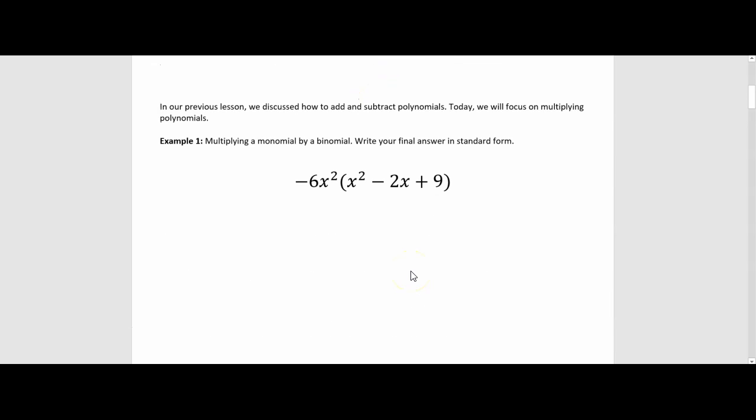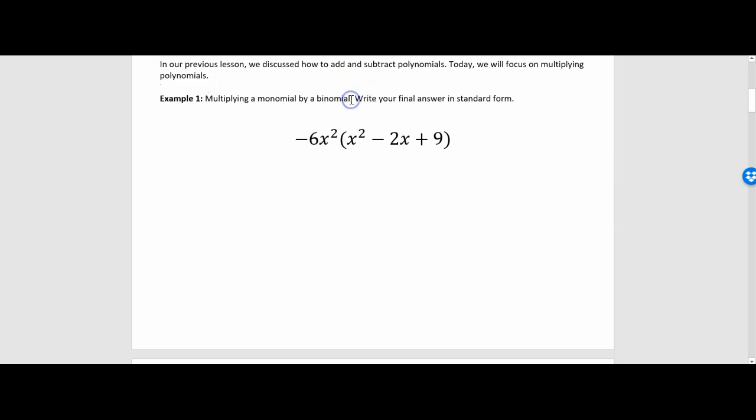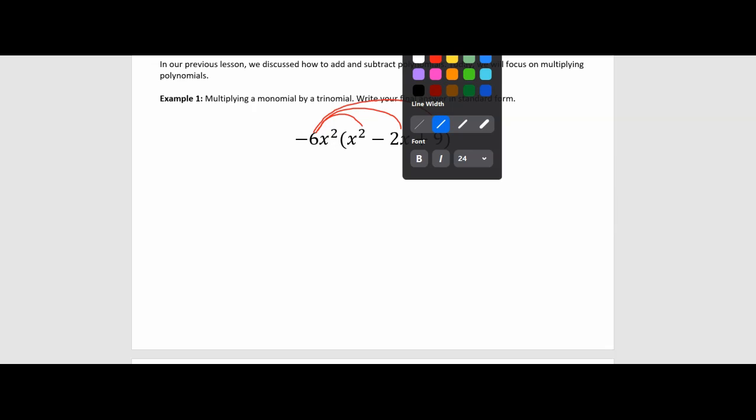Now, if we start with this one, this is a monomial by a, should say trinomial. Well, it's fixed on your paper. Let me fix it on mine real quick. Monomial multiplied by a trinomial, trinomial meaning 3 terms. We did a monomial by a binomial up above. So I'm still just going to distribute. I'm just going to distribute 3 different times.